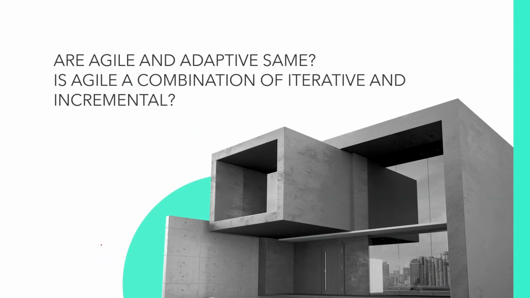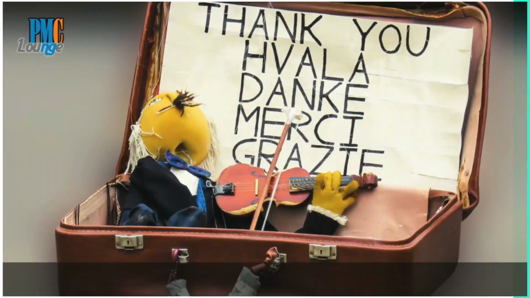Before I let you go, I have two questions for you. Are agile and adaptive same? Let me know in the comments. Do you think agile and adaptive is basically the same thing? And the second question is, is Agile a combination of iterative and incremental life cycles? Let me know in the comments. Definitely looking forward to your answers.